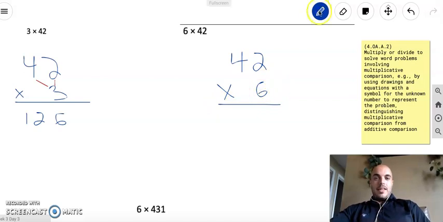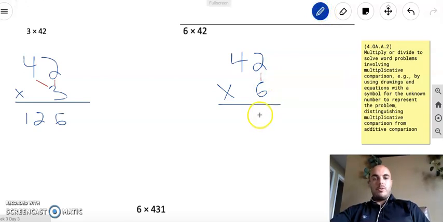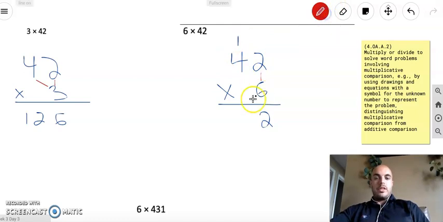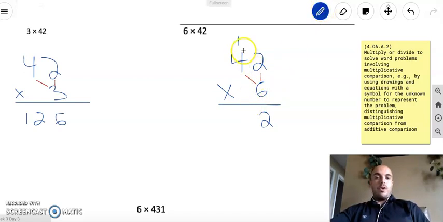Okay, 6. Let's draw my lines here to help show this. 6 times 2, I know to be 12. I'm going to carry my 2 down here. And just like addition, we have to bundle and bring that 10 over as 1 into the tens place. So now I'm going to actually multiply 6 times 4, which I know to be 24. And I'm going to add that 1. 24 plus 1 is 25. So 252 is my final answer.